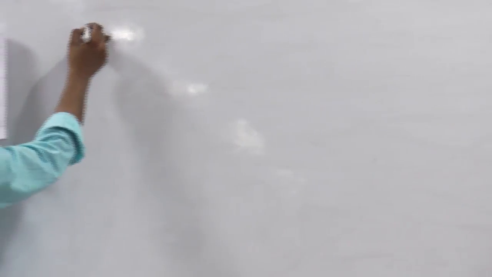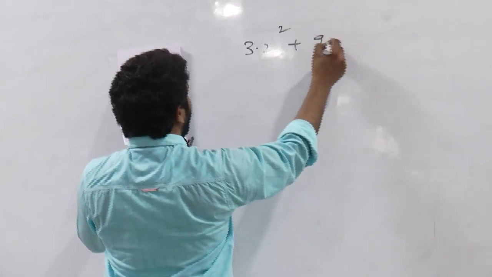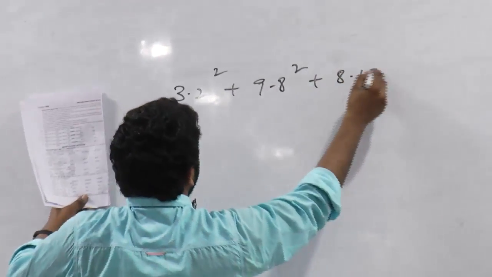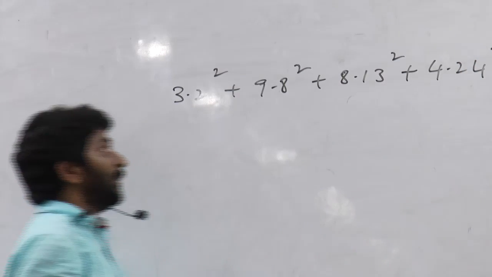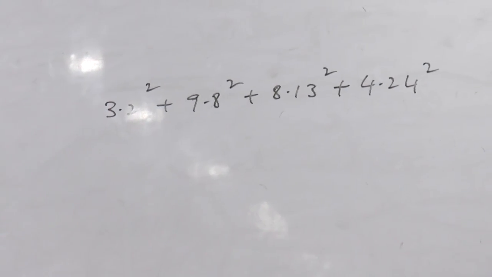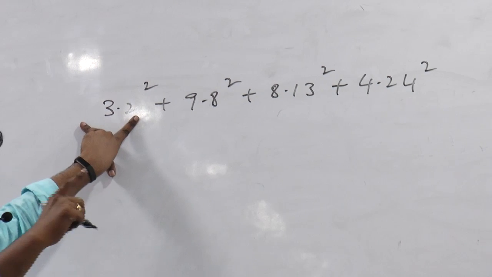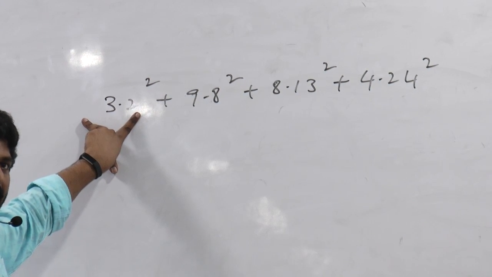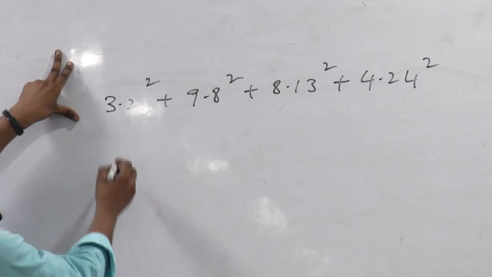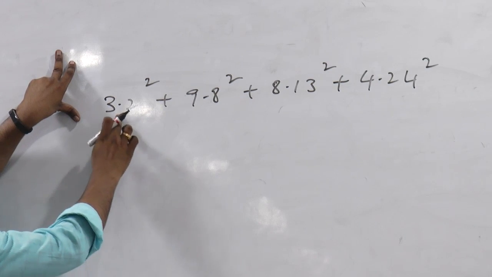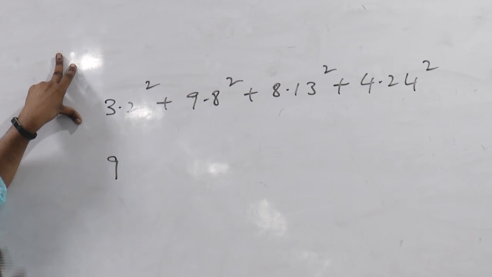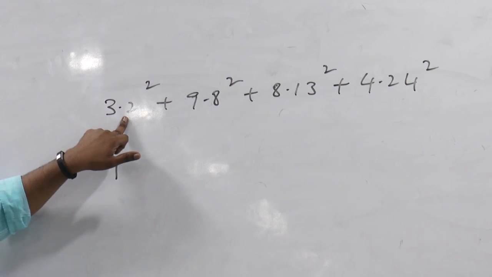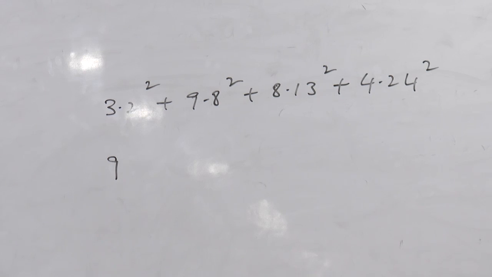Now let me write these. 3.2 whole square plus 9.8 square plus 8.13 square plus 4.24 whole square. This is equal to how much? Now, 3.2 square will be in between 3 square and 4 square, right? Yes or no? What is 3 square? 9. You have 3.2 whole square, definitely that will be more than 9.